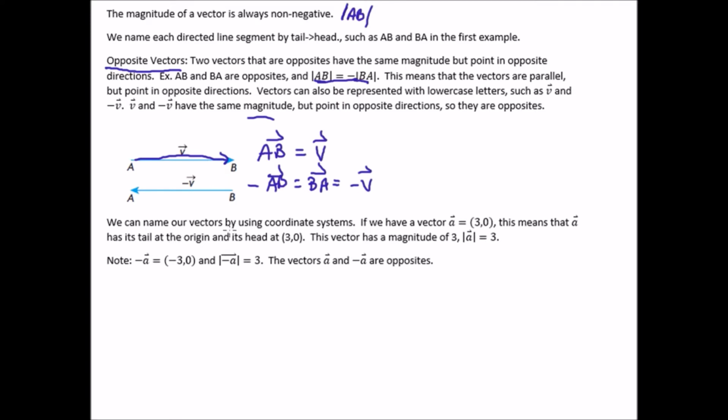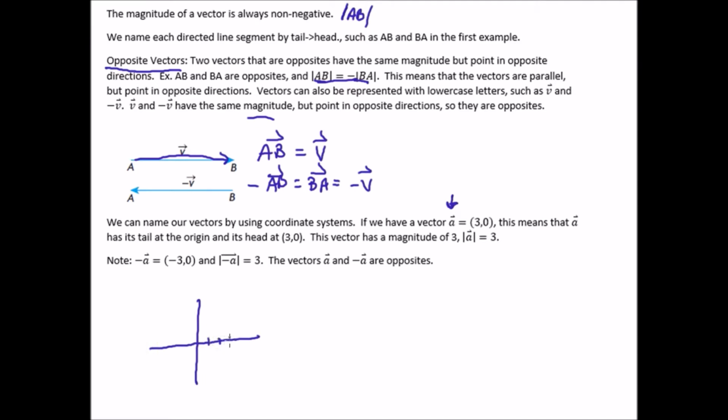We can name our vectors by using coordinate systems. If we have a vector A, denoted by A with the vector symbol over the top, and vector A equals (3, 0), this means that A has its tail at the origin and its head at (3, 0).